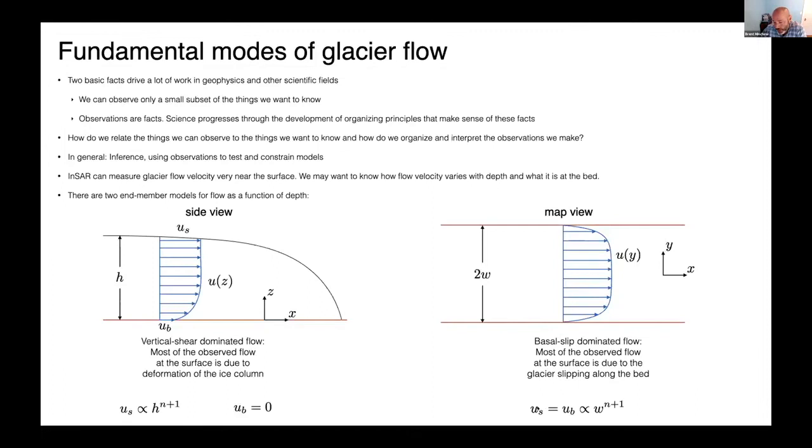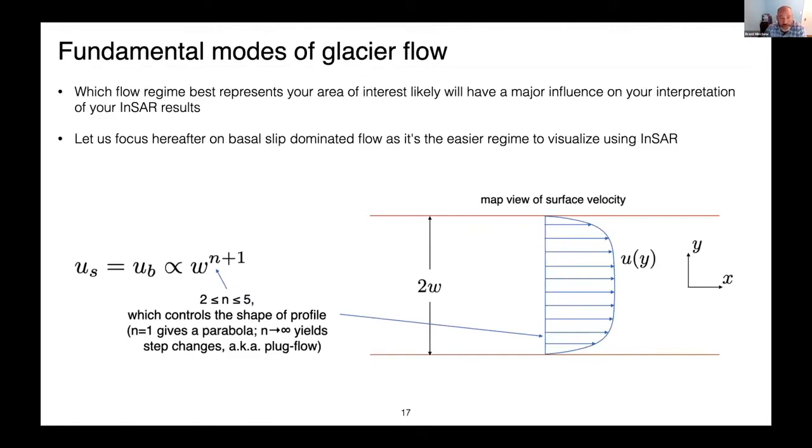The opposite end-member case is when the surface velocity is equal to the velocity at the bed. This kind of thing depends less on the overall thickness of the ice, and more on the width of the glacier, the kind of thing that we can actually observe. So it ends up scaling as width to the n+1. And again, this kind of shape is driven by this value of n, the kind of thing that we can really start to pick apart when using InSAR observations.